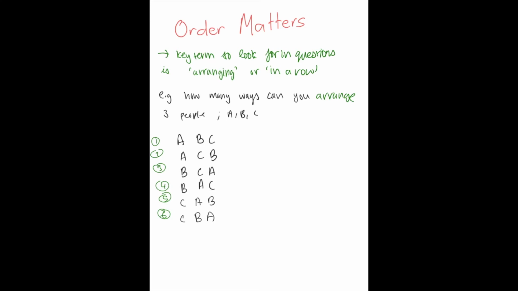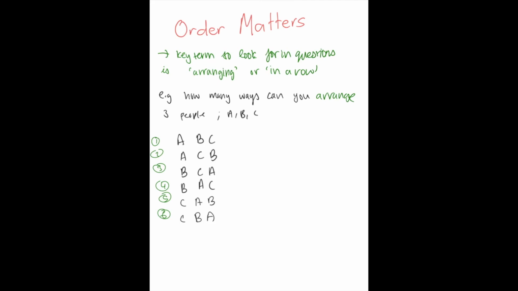This is an example question. How many ways can you arrange 3 people? Person A, person B, and person C. We can physically list out each permutation of these 3 people, and we can see there are 6 different ways we can arrange these people.